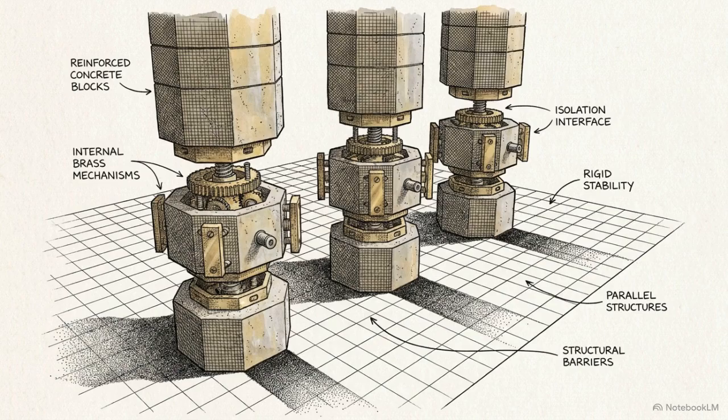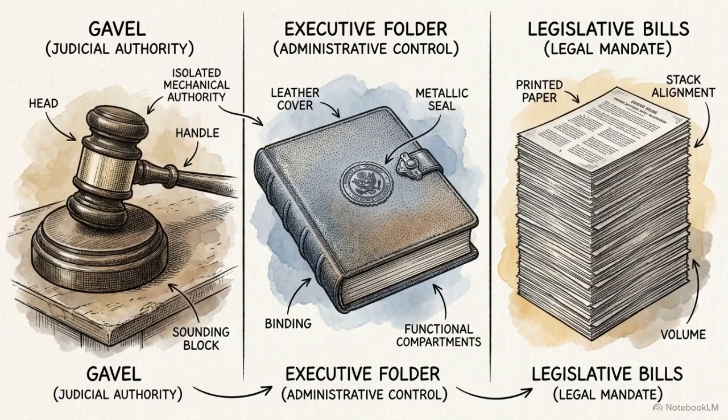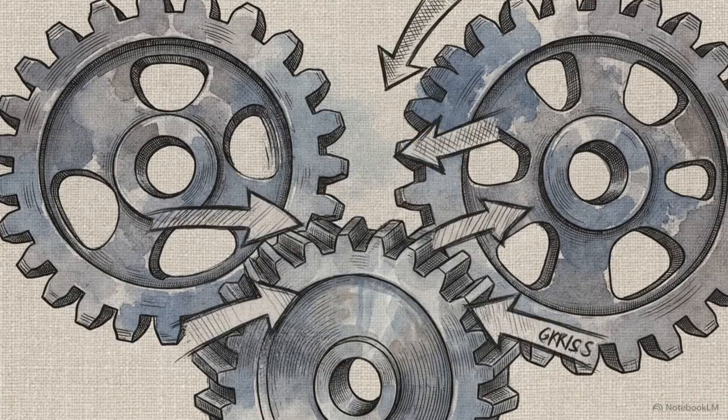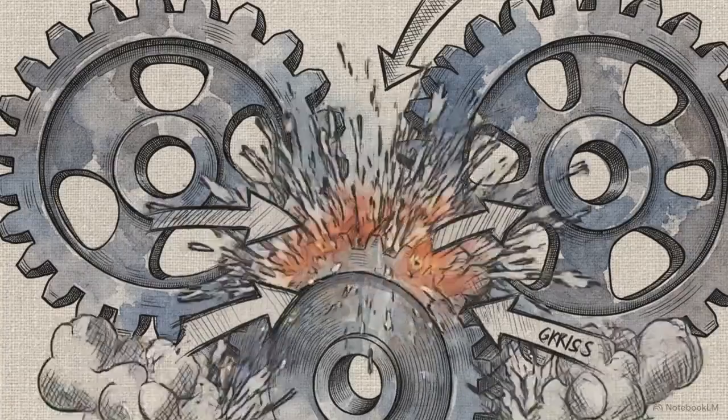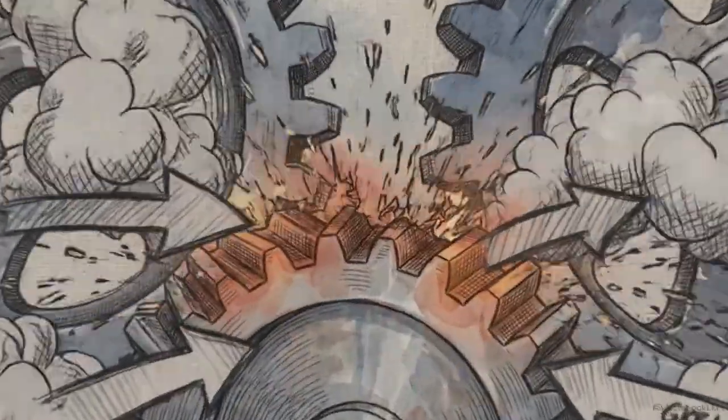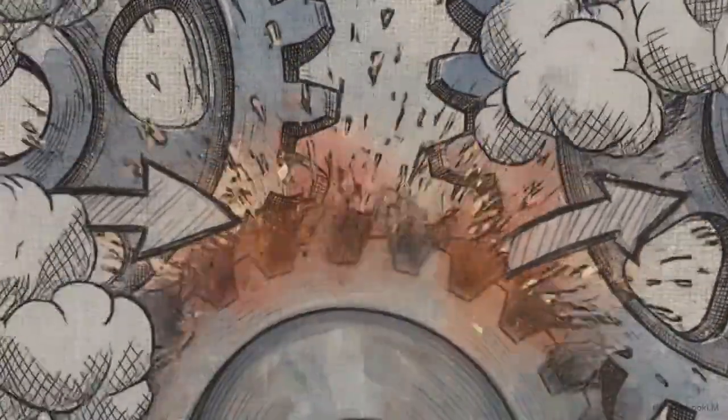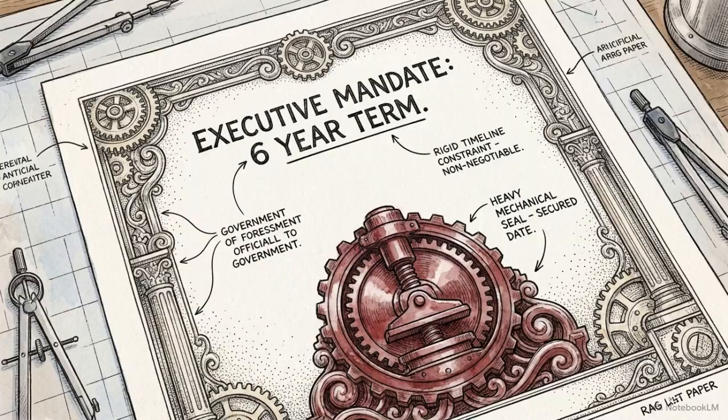By dividing authority, this system creates deep structural stability. The barriers are intentionally high, making it extremely difficult for any single branch to seize total control of the state. But that stability comes at a cost. The intentional friction between these branches frequently creates severe legislative gridlock, and getting rid of an ineffective leader before their fixed term expires is mechanically very difficult.